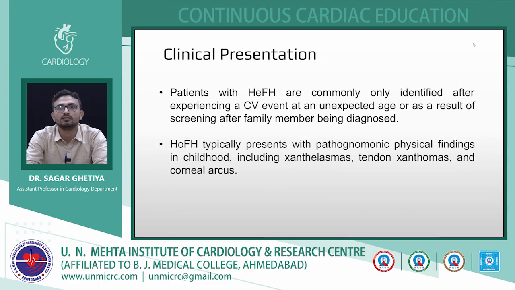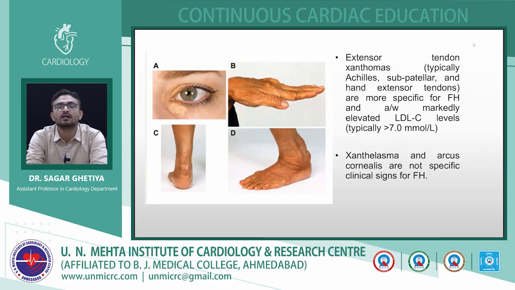Clinical presentation: heterozygous familial hypercholesterolemia patients are most commonly identified after experiencing a CV event at an early age, while homozygous familial hypercholesterolemia patients typically present with pathognomonic physical findings in childhood like xanthelasma, tendon xanthoma, and corneal arcus. So, extensor tendon xanthomas are more specific for familial hypercholesterolemia, while xanthelasma and arcus cornealis are not specific clinical signs of familial hypercholesterolemia.